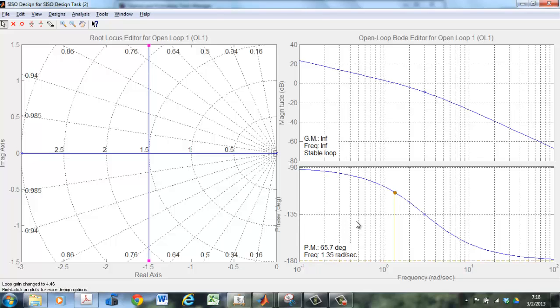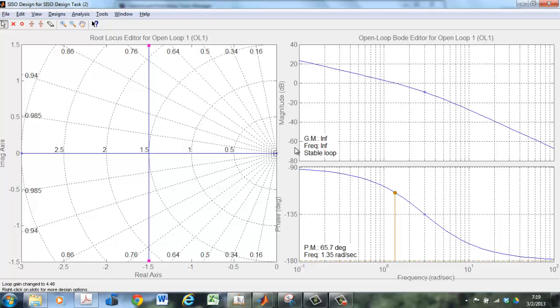I also noticed from the bottom left that the gain to get this 0.7 closed loop damping and 1.35 predicted bandwidth from the crossover frequency is 4.46. So we'll just say it's 4.5 for now. So we have a gain of 4.5.